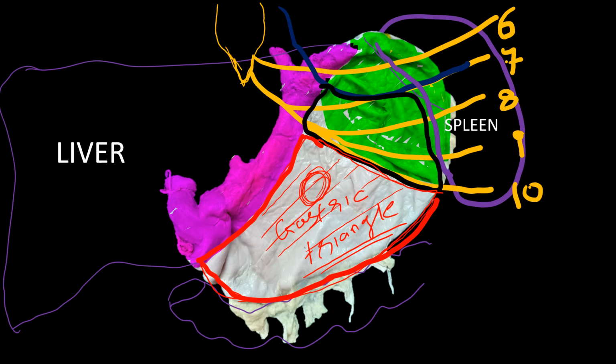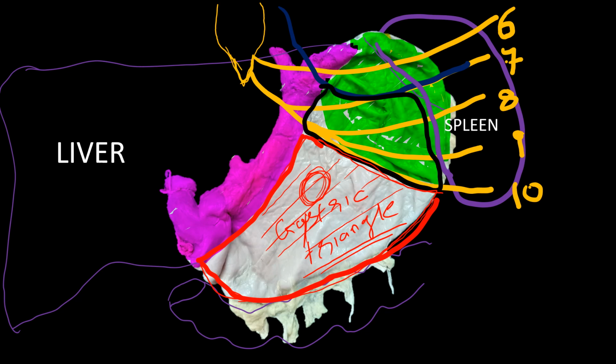Sometimes in complete esophageal obstruction, when the patient cannot eat anything by mouth, they may require an incision in this area so that food can be given through this part. That is known as the gastrotomy approach. So that is a clinical importance of the gastric triangle also.